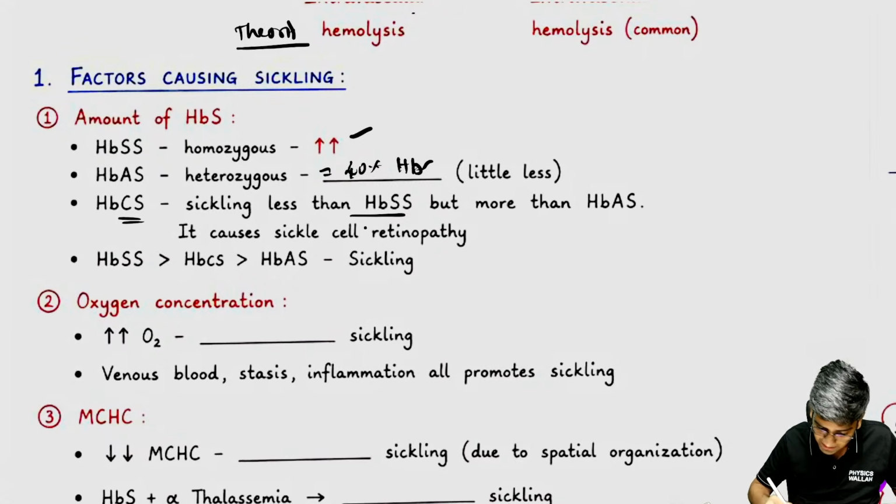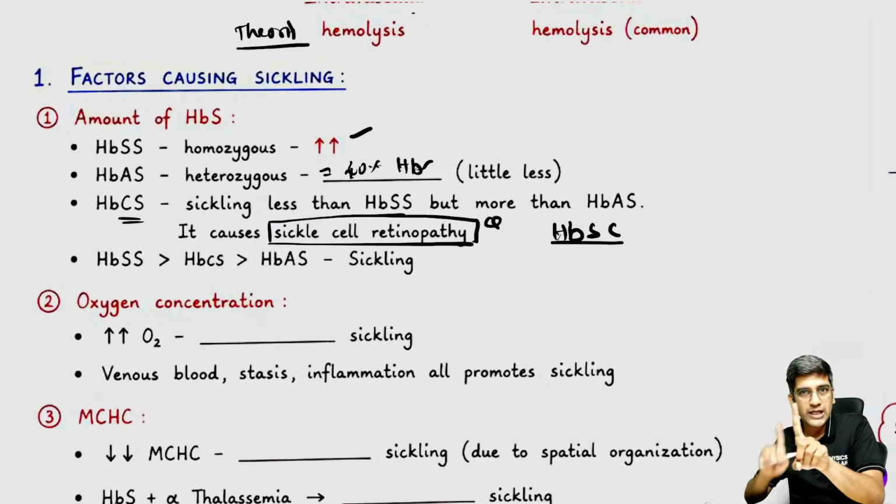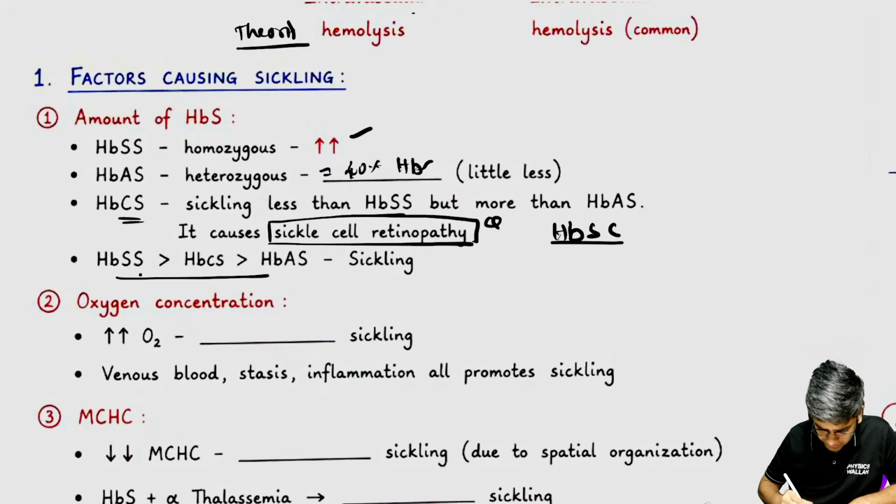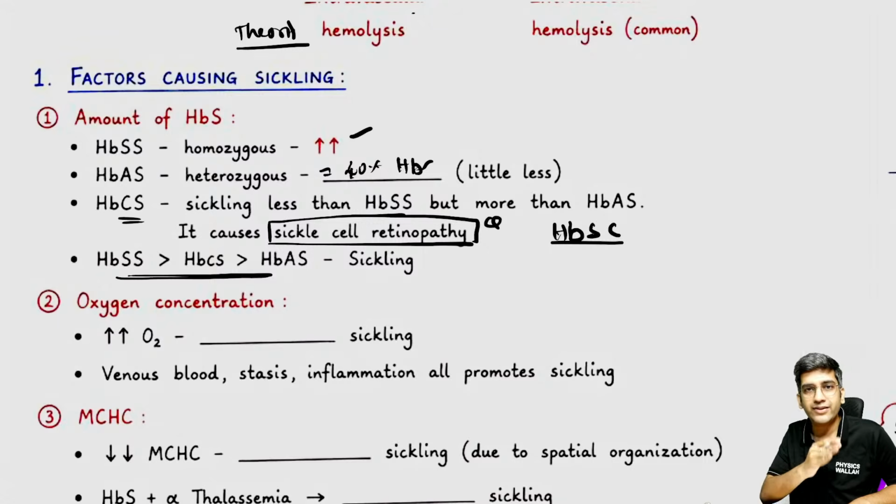And it's very, very important. This can come in an exam, can come in an MCQ. Remember, hemoglobin SC disease or CS, one is C, one is S, has more incidence of sickle cell retinopathy. There's a classical finding, do remember them, fine? And obviously, it's the order of sickling: HBSS, then HBSC, then HBAS. AS is your heterozygous sickle, right?